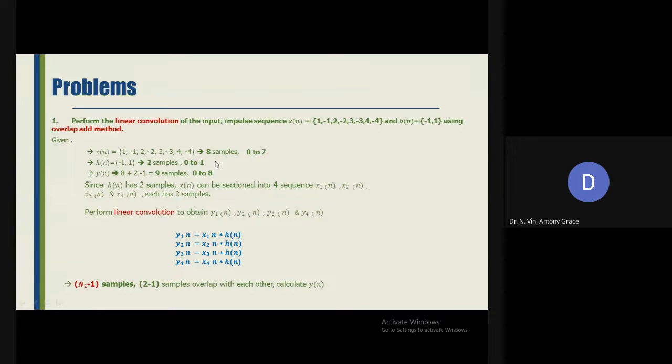The very first step in linear convolution is you have to find the number of samples at the output. So x of n has 8 samples. H of n has 2 samples. Therefore, the result y of n, final output y of n, should have 9 number of samples. 8 plus 2 minus 1. It should have 9 number of samples. Make a note of it.